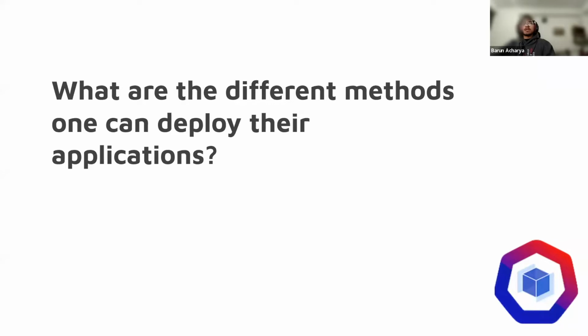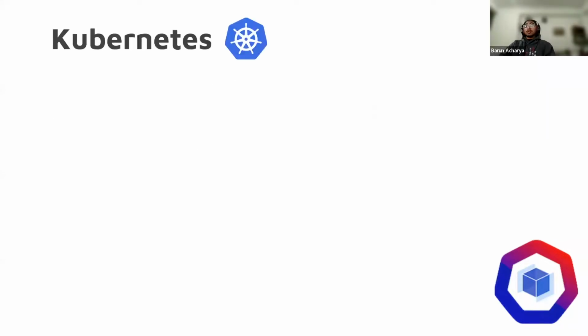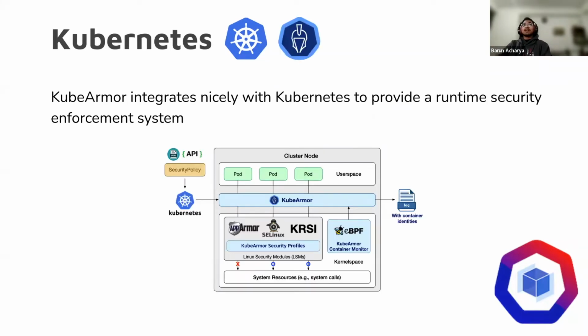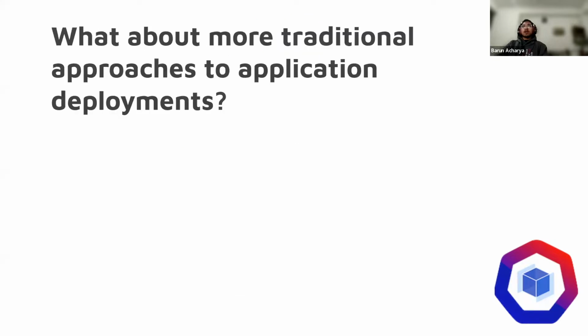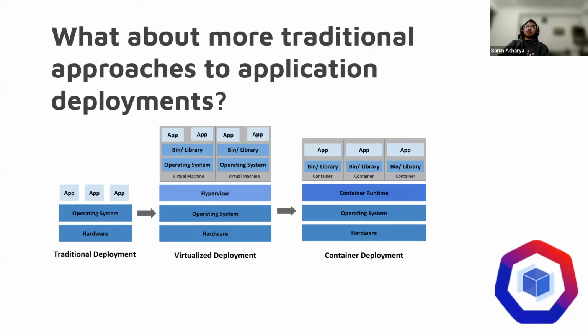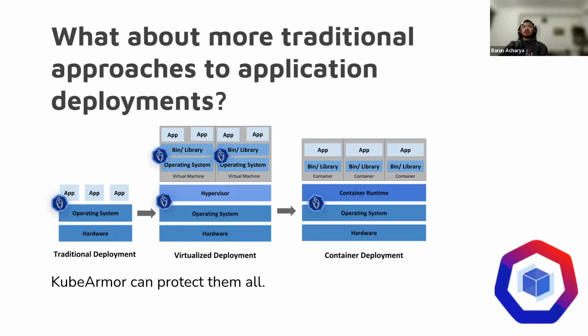So what are the different methods one can deploy their application? Kubernetes, that's the hot topic now. KubeArmor integrates natively with Kubernetes. It listens to the APIs and provides the runtime security enforcement system. But what if you have more traditional approaches towards application deployment, like you deploy directly on your operating system, or you set up and manage your own virtual machines? KubeArmor can protect them all as well.